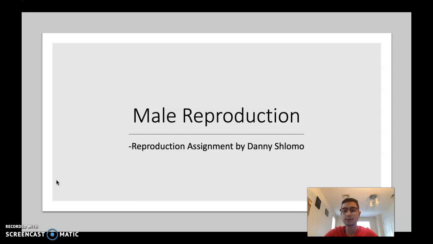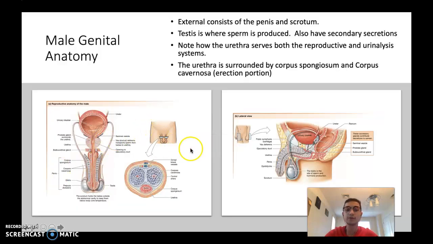Today I wanted to talk about male reproduction. So firstly, I thought we would go over the anatomy. The external anatomy on the right side of this figure would be the scrotum and the penis. Now, the scrotum contains the testes where sperm is produced, and we also have secondary secretions by the seminal vesicles, the prostate gland, and the bulbourethral glands, as we're also going to see later on.